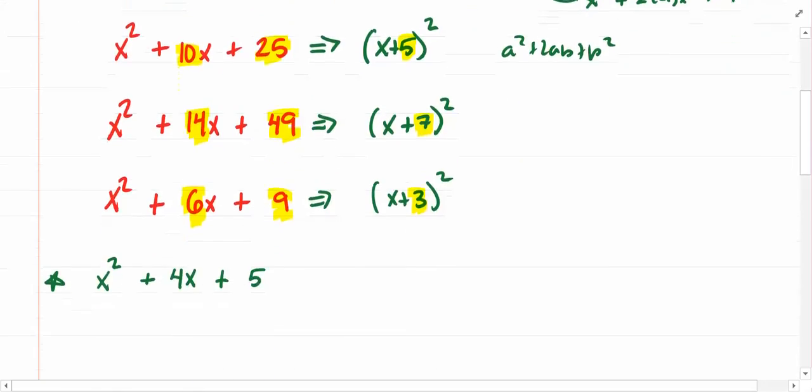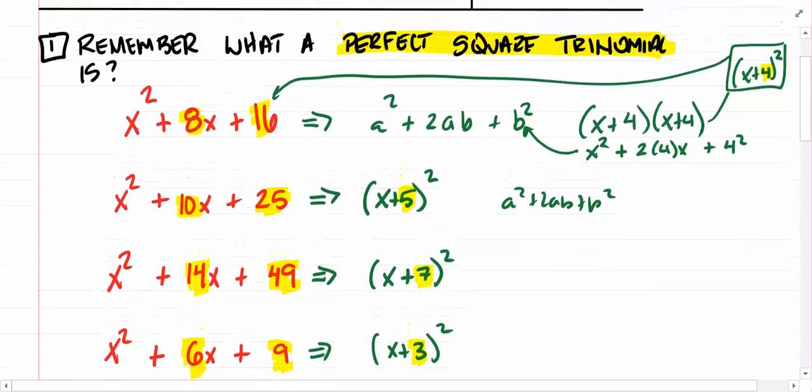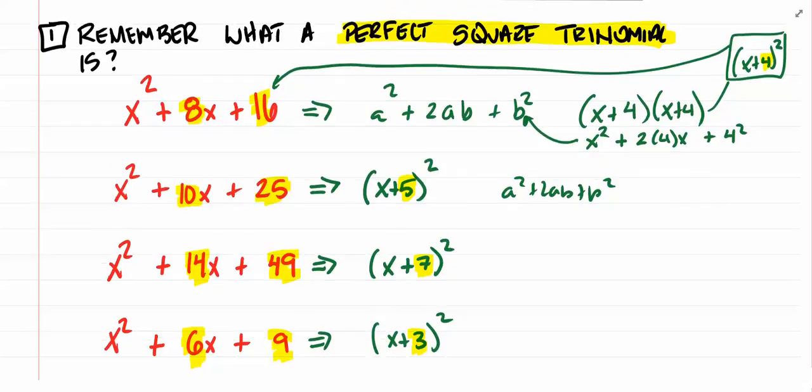Okay, you'll notice that this one is not, right? This is not, because half of the number 4 is the number 2, and 2 squared is 4, and I have a 5 there. So this one is not a perfect square trinomial. And the whole point of completing the square is to make it a perfect square trinomial, and that's what I'm going to show you how to do next.